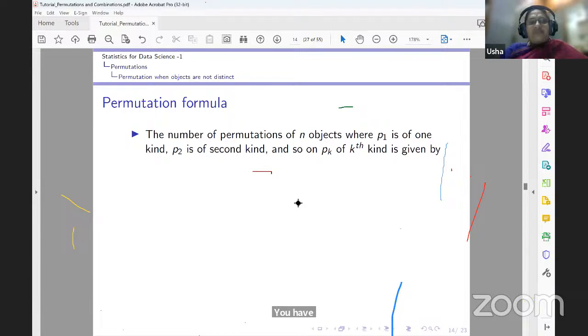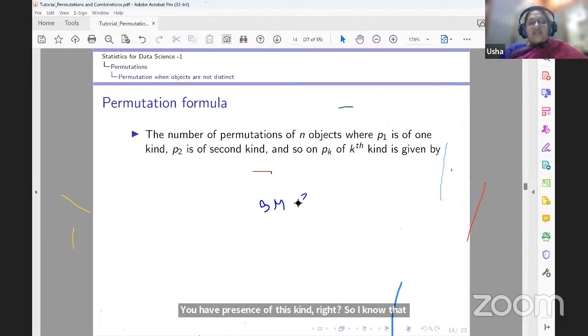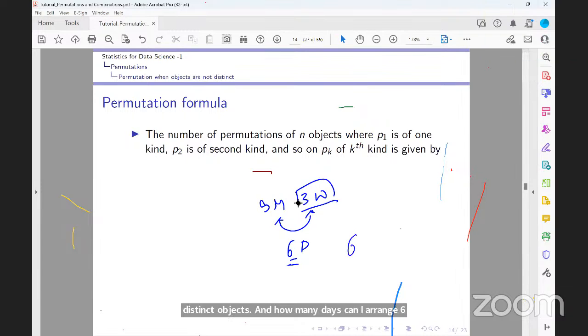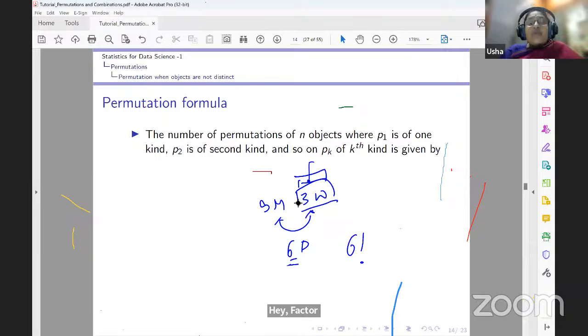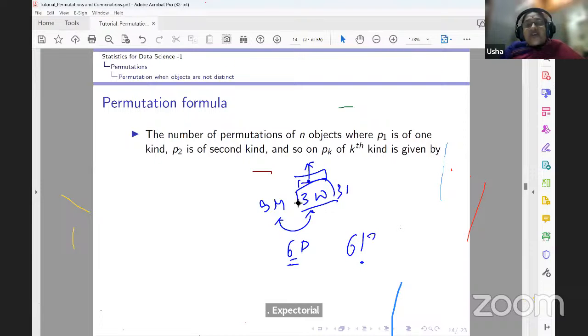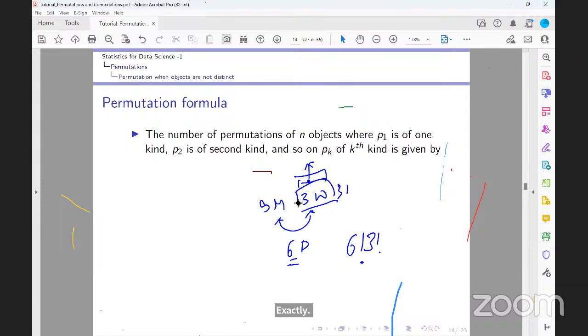I know that 5 men and 3 women, and all the 3 women are sitting together. Then I can talk about it as 6 distinct objects. How many ways can I arrange 6 distinct objects? 6 factorial ways. But these 3 women are also distinct. So how many ways can I arrange them? 3 factorial ways. So how many ways can I do it together? It is 6 factorial into 3 factorial.